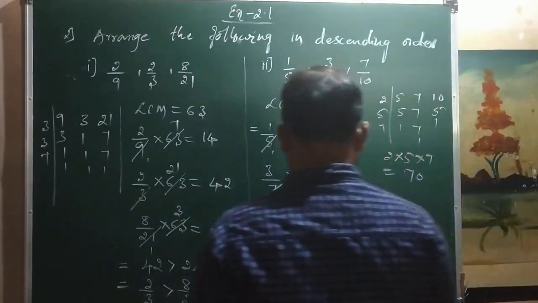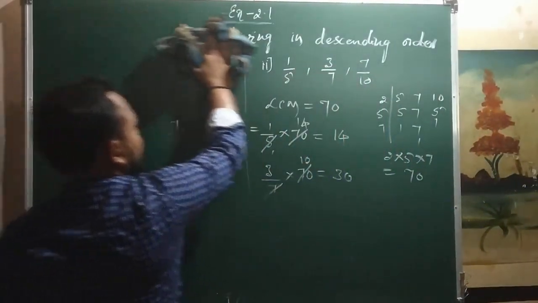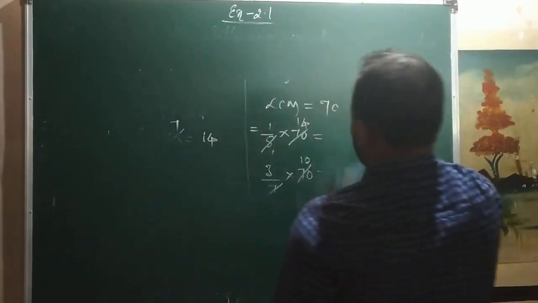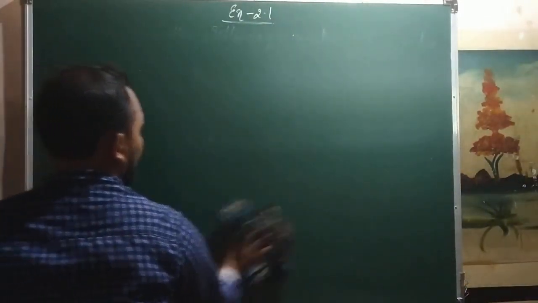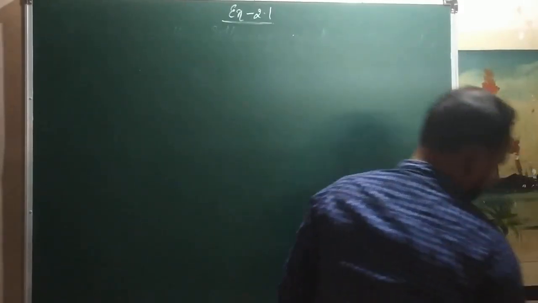The next one, the descending order. The first step is to take the LCM of the denominators and multiply the LCM to each fraction. Okay.